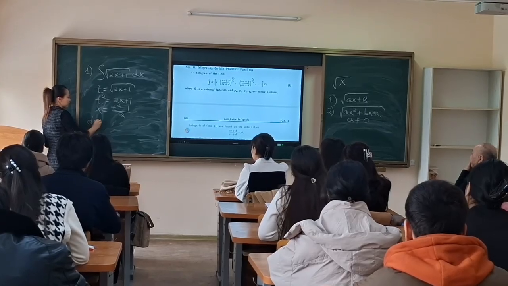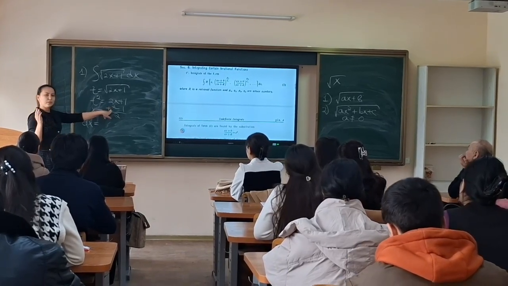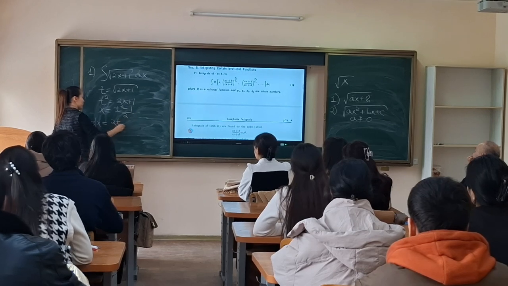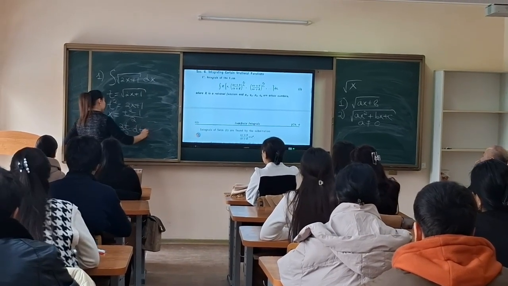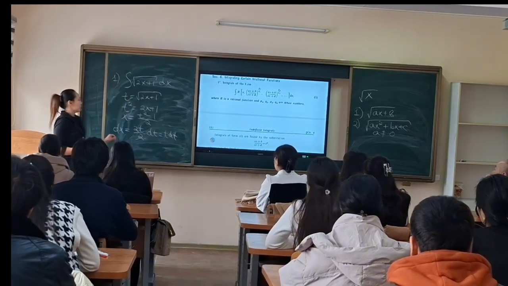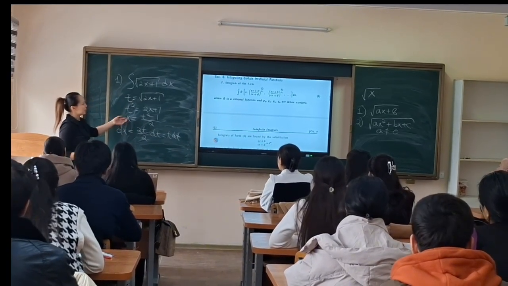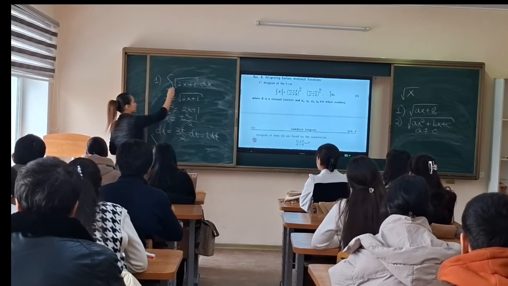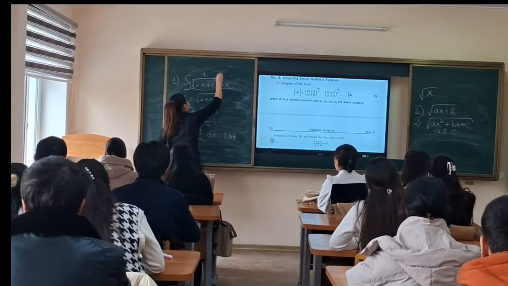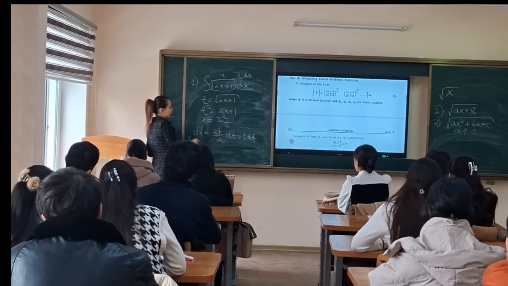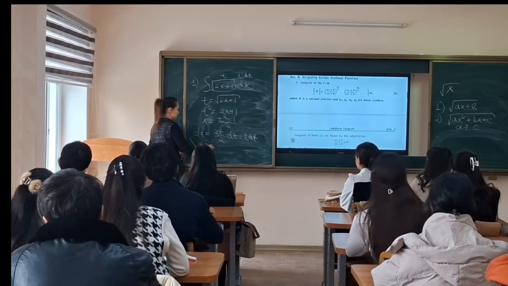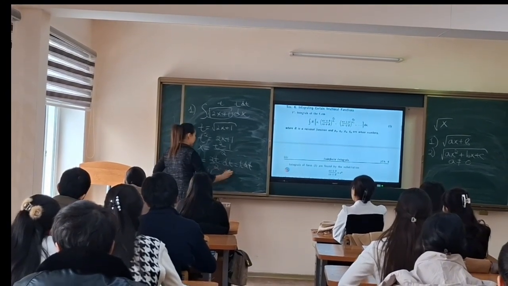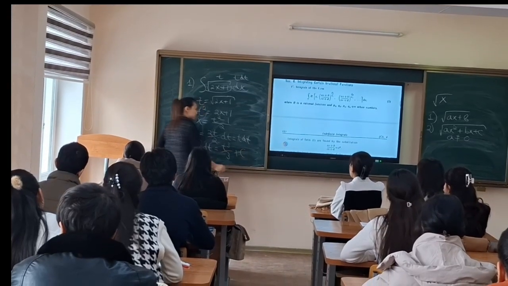dx is equal to the derivative of t squared minus 1 over 2. What is it? 2t over 2, and dt. So t dt. And these expressions we should substitute into the integral. We take the integral, it is equal to t times t dt, and the integral of t squared dt. From the table, we all know this integral is equal to t cubed over 3 plus c.